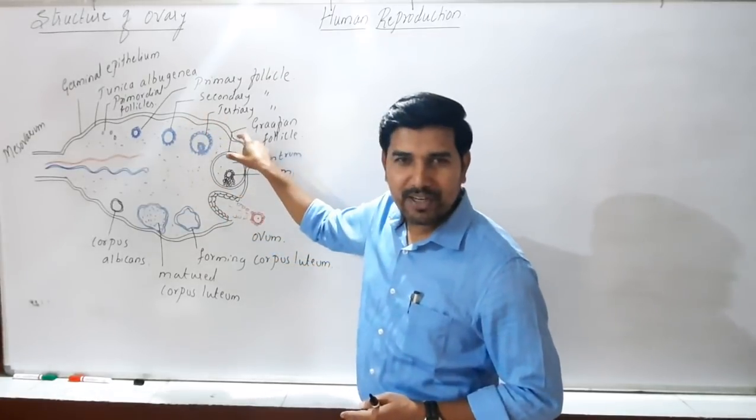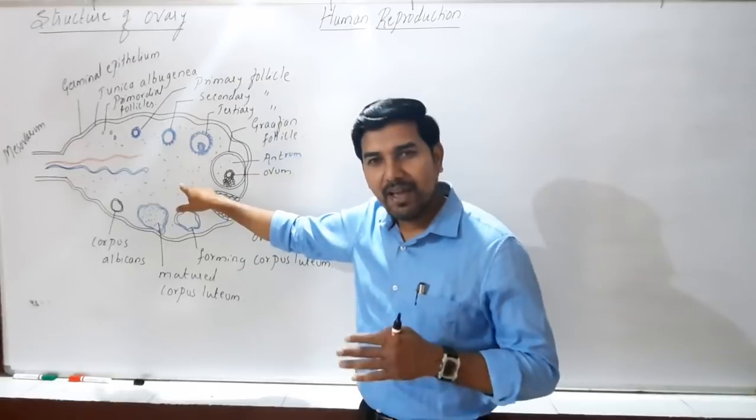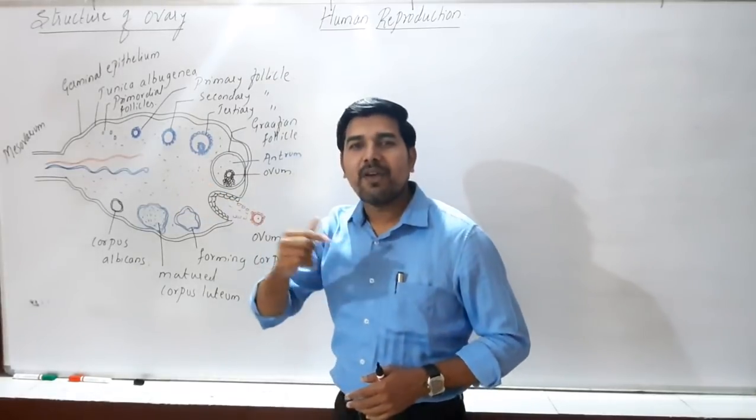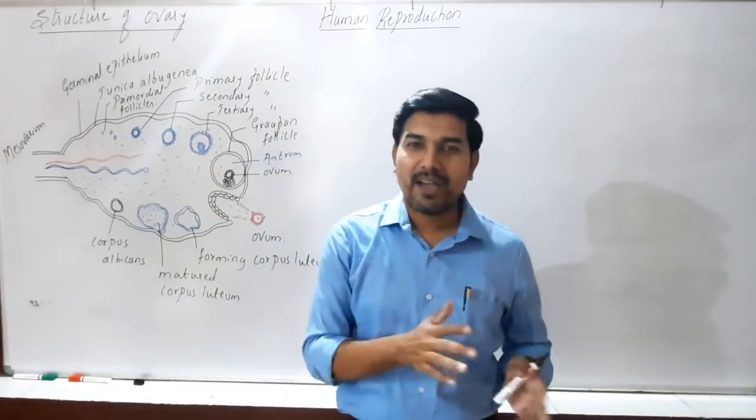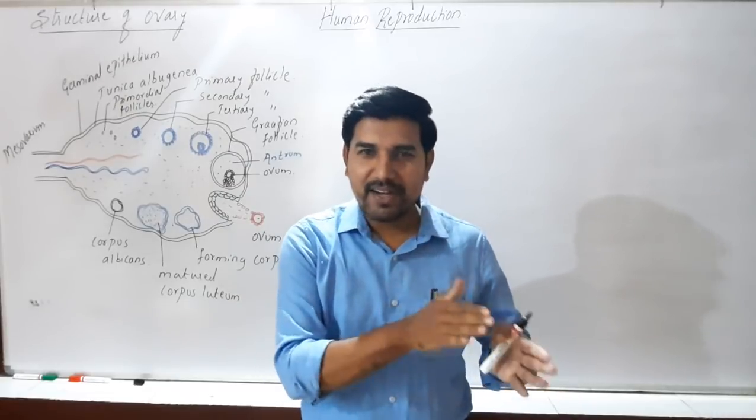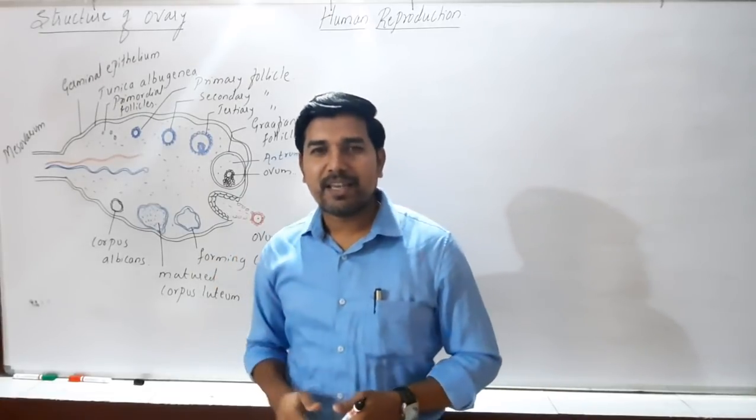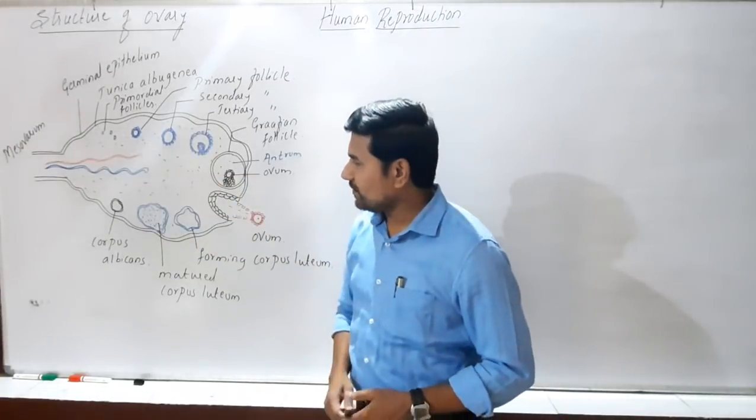Cortex consists of follicular cells. Medulla consists of blood vessels. It is richly vascularized. Vascular means rich in blood supply. Arteries and veins are there, and hence the medulla region is vascularized.